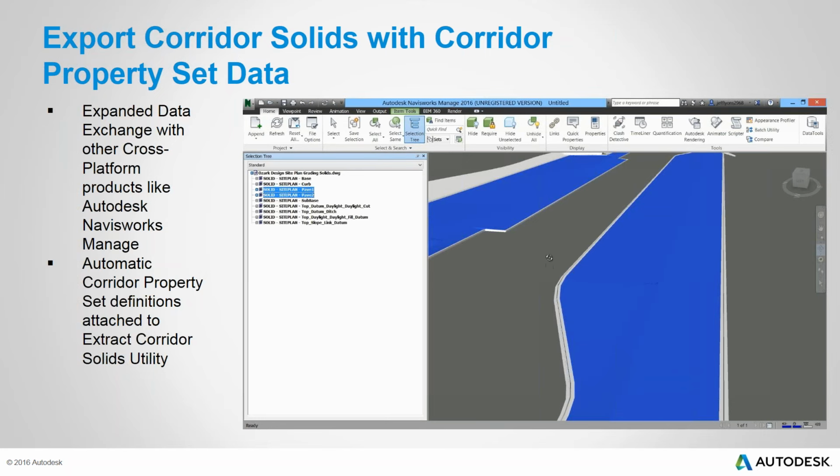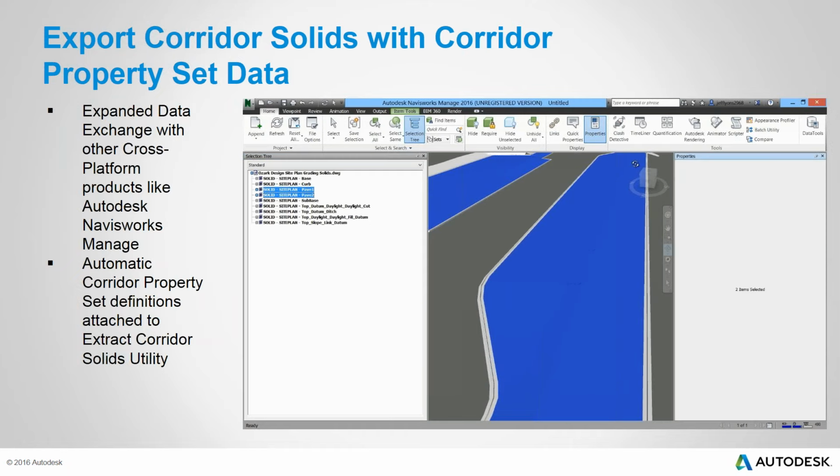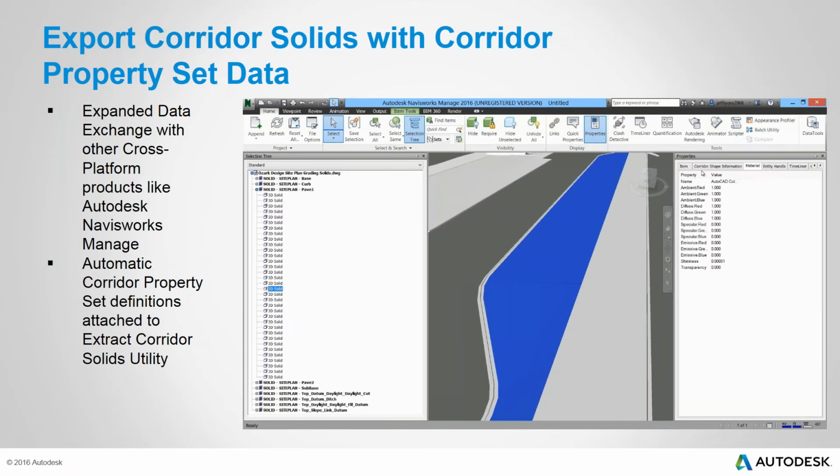So then under the regular properties, if you select one of these solids, you not only get the AutoCAD information, but also the corridor shape information, including the volumes, shape codes, and also some information about the corridor itself. So this is all automatic now using the property sets that are assigned to the corridor.